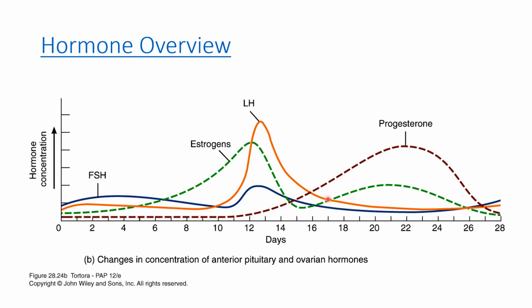We get a small rise in estrogen from the corpus luteum, but the major hormone in the second half of our cycle is going to be that progesterone. Okay, so the major hormone is going to be estrogen in the first part, LH during ovulation, and progesterone in the second half. You'll notice FSH kind of just wavers as it goes.